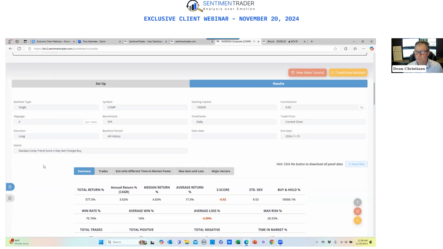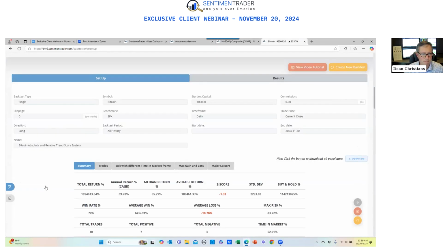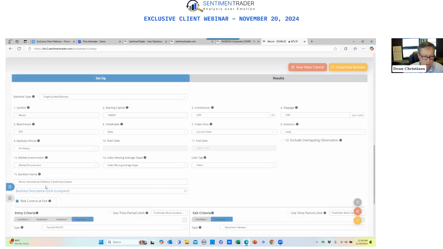Let's take a look at the Bitcoin example. If you didn't have a chance to read my note, I think last week I published a note, a buy signal using the trend score and relative trend score indicators for Bitcoin. So let's go take a look at that. This one is the one I mentioned in my note.